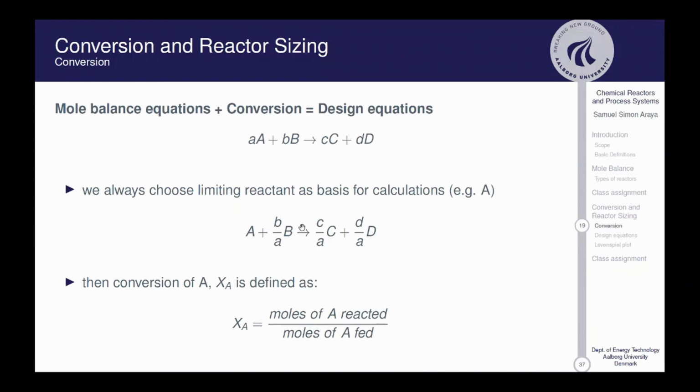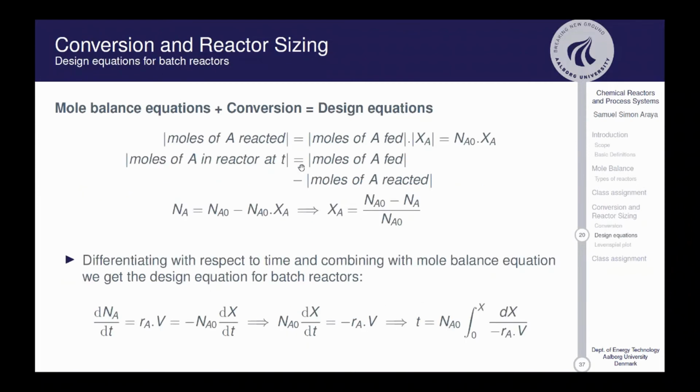But once we have that clarified, a conversion of a species, in this case, for example, A, XA, is defined by the moles of A reacted divided by the moles of A fed. Basically, it's the ratio between what we're putting into the reactor and how much of it has disappeared. So it will be basically the difference between moles of A fed and moles of A remaining in the reactor, divided by moles of A fed.